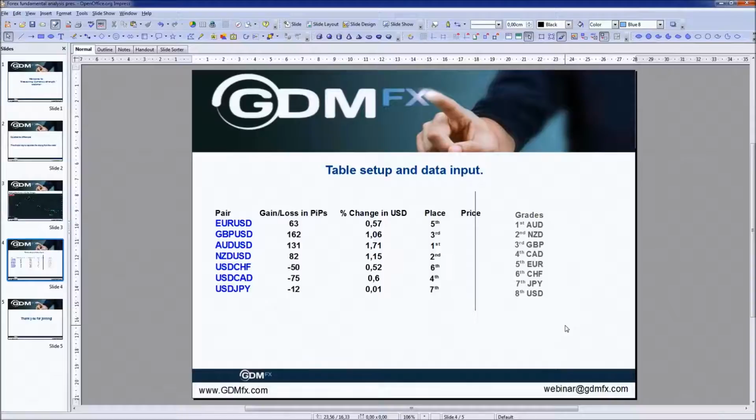So they're no longer pairs right now. On the left side, you had everything in pairs. On the right side, however, where the grades are, we have individual currencies graded from 1 to 8. And the most important part is how to pick the right currency to trade.